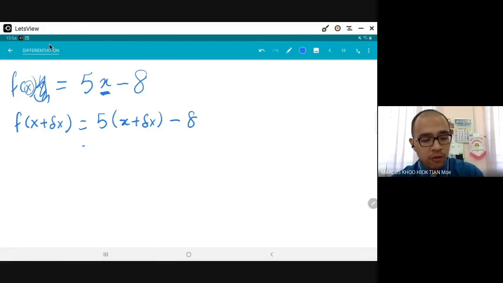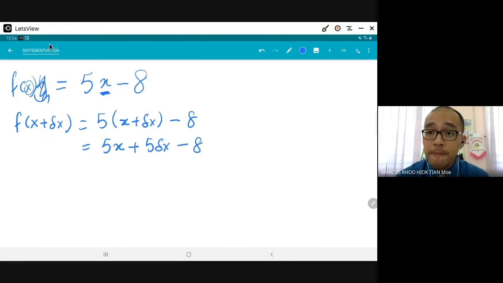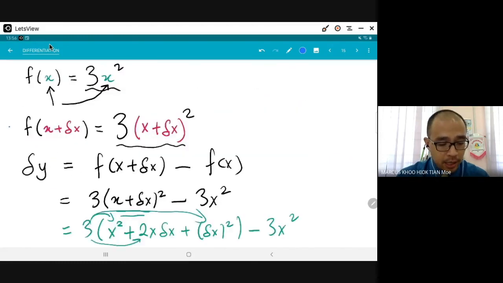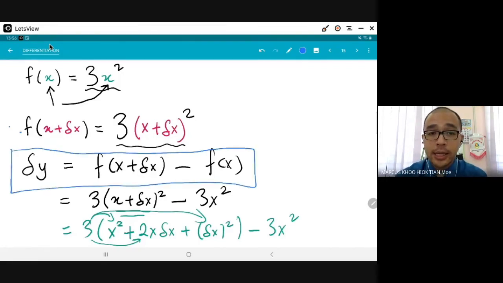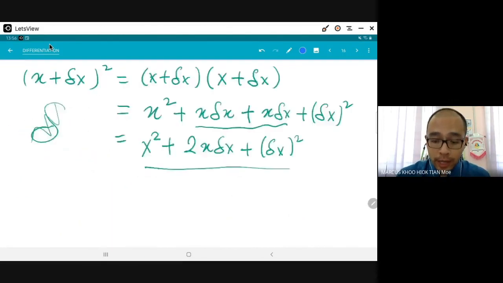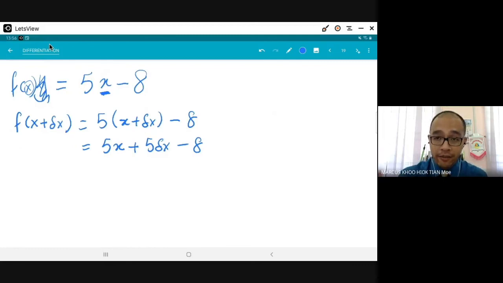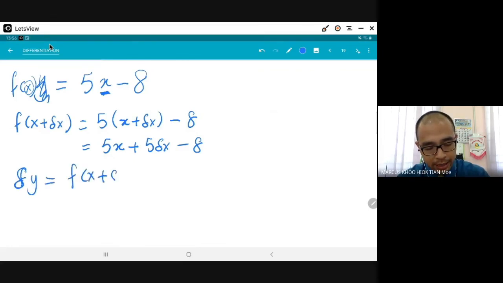Okay, let's simplify this, everyone. 5x plus 5 del x minus 8. Okay? Okay, so the third step is, lepas kita kita masukkan ke dalam persamaan. Okay, sorry, this one everybody has to know this. Okay, del y is yang ada del x tolak dengan fx. So, del y equals to fx plus del x minus fx.